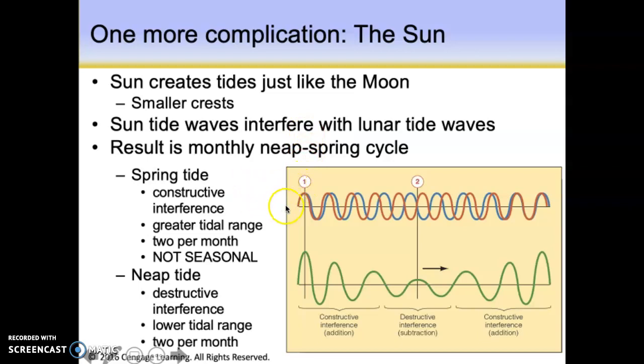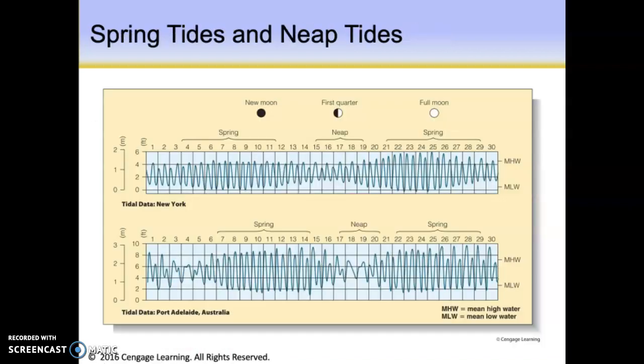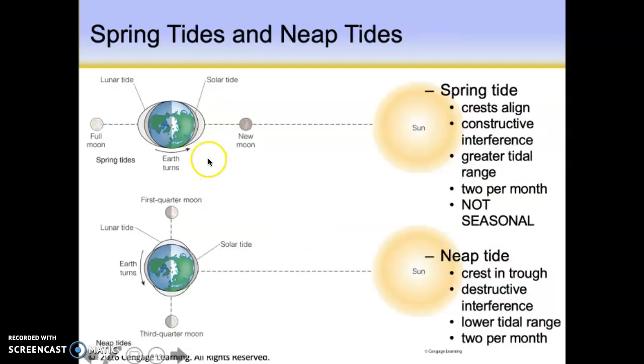So, sometimes during the month, and let's go to this picture right here, the Earth and the moon and the sun are lined up. This gives us what we call a spring tide. The crests of the sun and moon tides, the sun tide is dark, the moon tide is light. The crests of the tides align, and we get an extra high high tide and an extra low low tide.